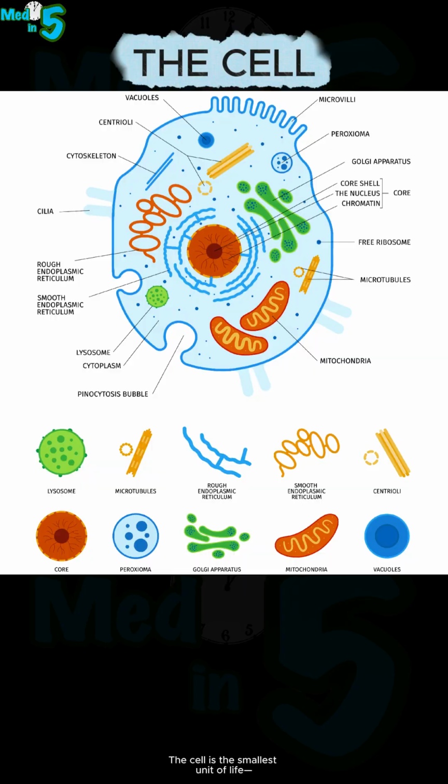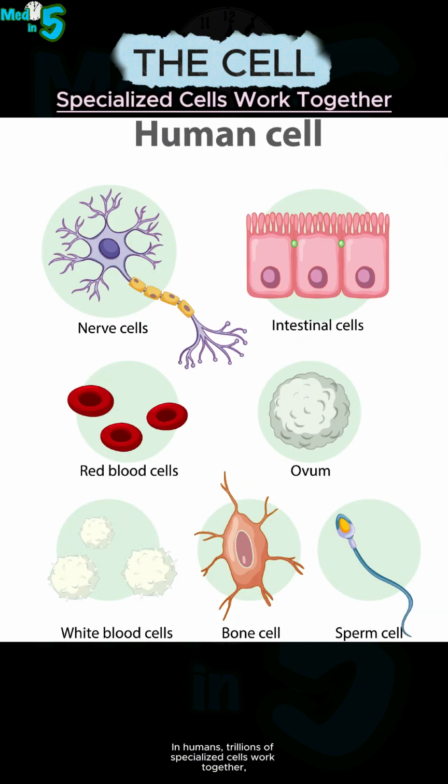Let's start. The cell is the smallest unit of life, capable of maintaining structure, using energy, and responding to its environment. In humans, trillions of specialized cells work together, forming tissues, organs, and systems that support complex functions. Each cell contains parts that carry out specific roles.